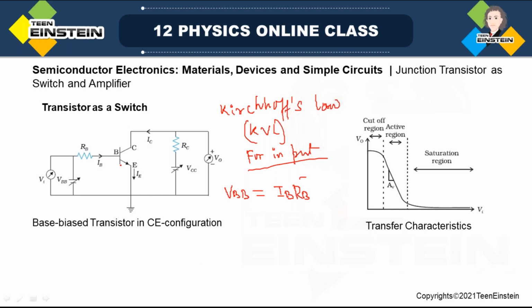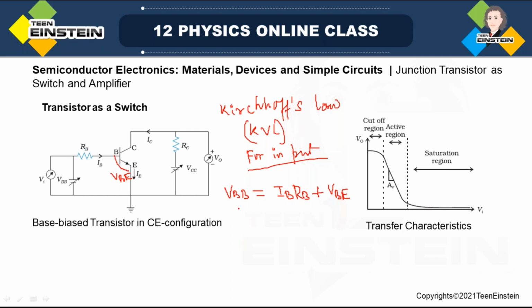So we know from the knowledge of diode action that when you apply certain biasing across a PN junction, a voltage drop will be there across the junction. So here, this is the BE junction. There will be a voltage drop across this junction, that is VBE. So I can write this as VBE. So this is the KVL equation for this input.